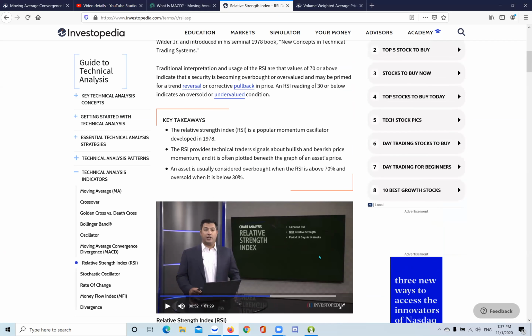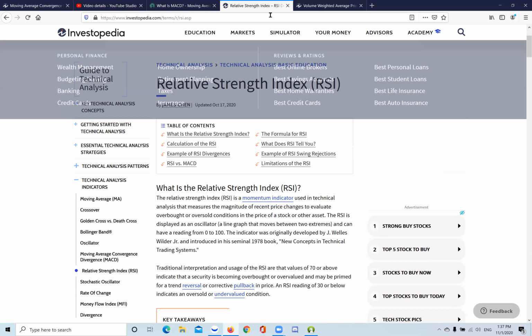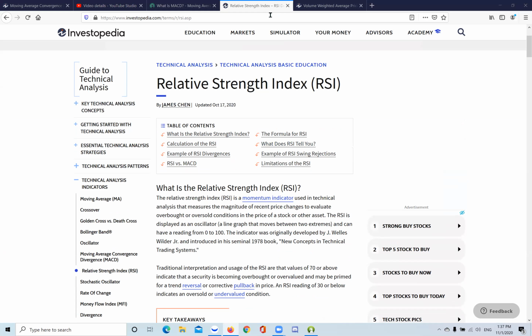And I want to talk about RSI. Is this on the screen now? RSI. I hope so.